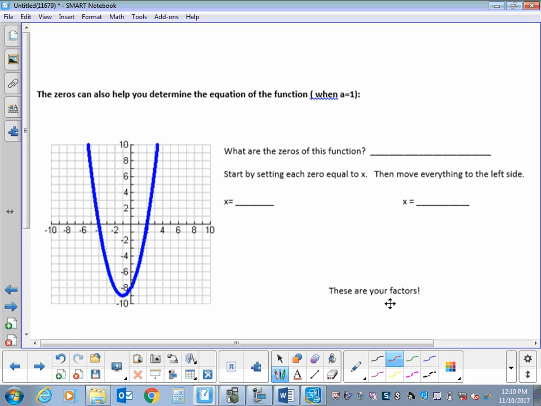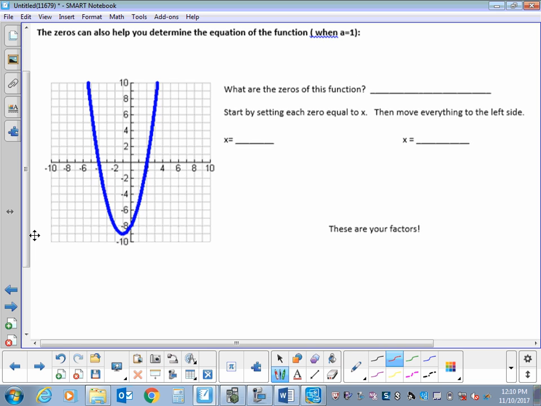So, what we can do from a parabola is look at our zeros and then get our factors. So, if I have a factor, then I have an equation. What are the zeros of this function? -4, and what else? +2. So the zeros are -4 and +2. In order to find the factors, which gives us our equation, we want to set 0 equal to x. So x equals -4 and x equals +2.